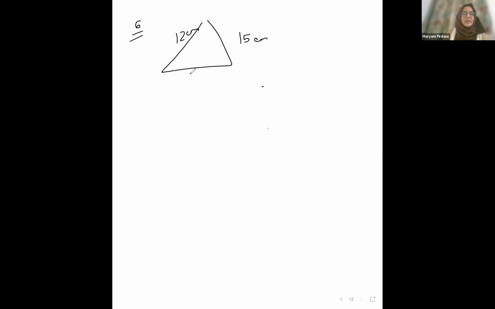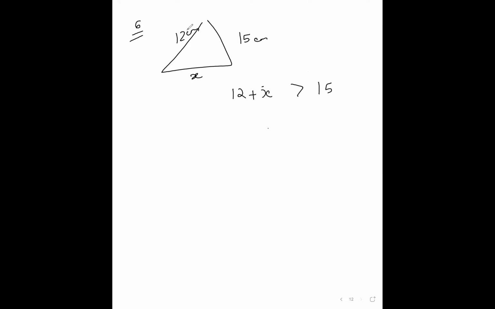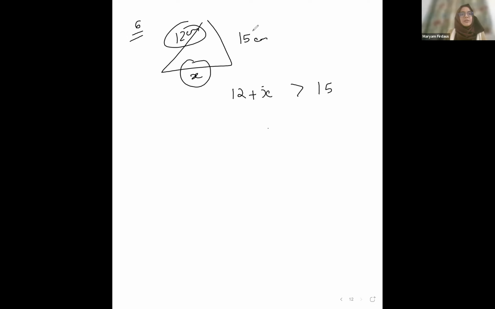The third side, whatever it is, let's say it is x, okay? We know that the sum of any two sides should be greater than the third side. So 12 plus x should be greater than 15. Right? 12 plus x should be greater than 15. And then 15 plus x should be greater than 12.